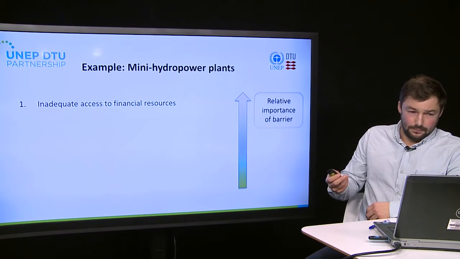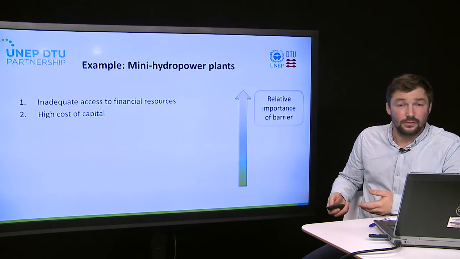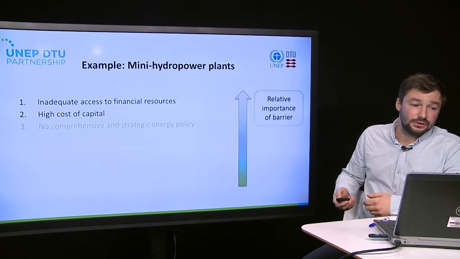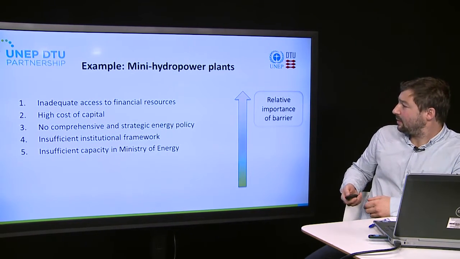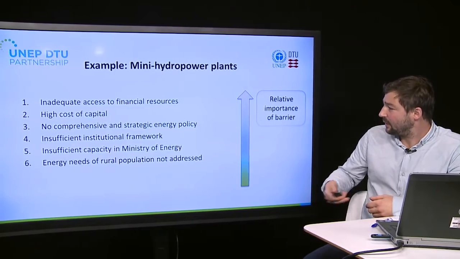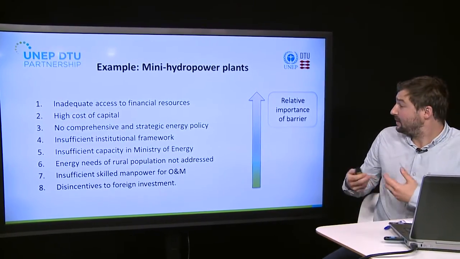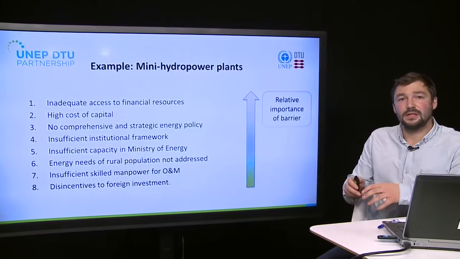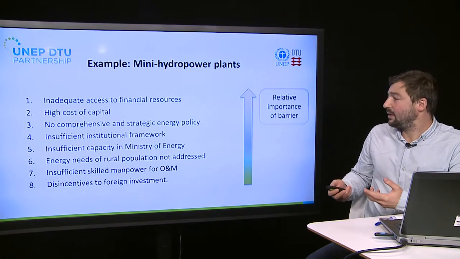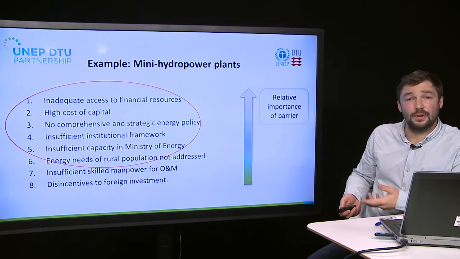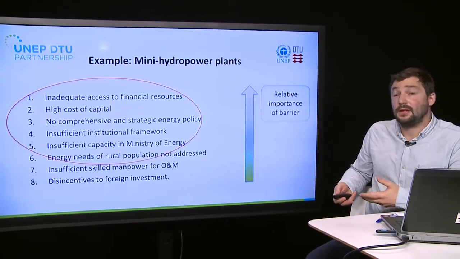To give an example of how this process may look, we have the relative importance of the barrier. And the understanding may be that one of the most important barriers may be inadequate access to financial resources. Also of high importance may be the high cost of capital, and so forth, whether there is an insufficient institutional framework, capacity in the government agency, energy needs of the rural population may not be addressed. There may be insufficient skilled manpower, and there may be disincentives for foreign investment. So these are the most essential barriers in this example. So the idea is then to select, let's say, the top 5 or the top 6 of these barriers that are the most important. And these barriers should then be taken along for the next step in the barrier analysis.